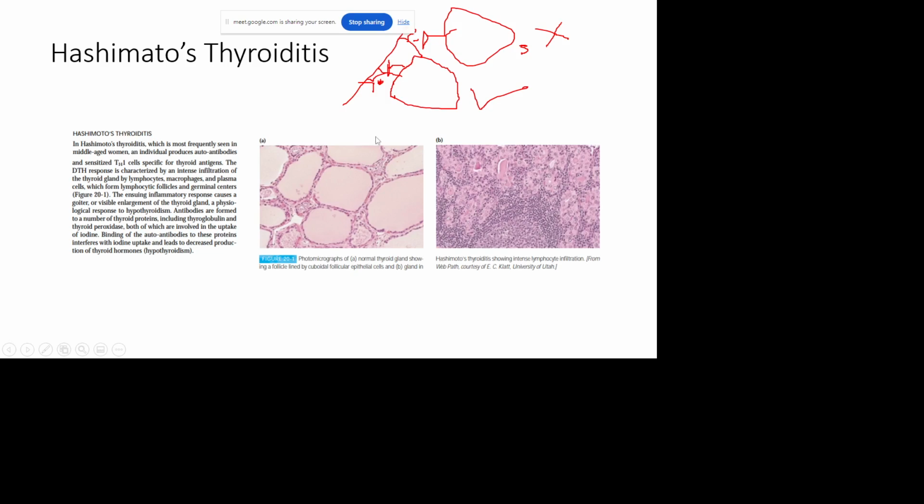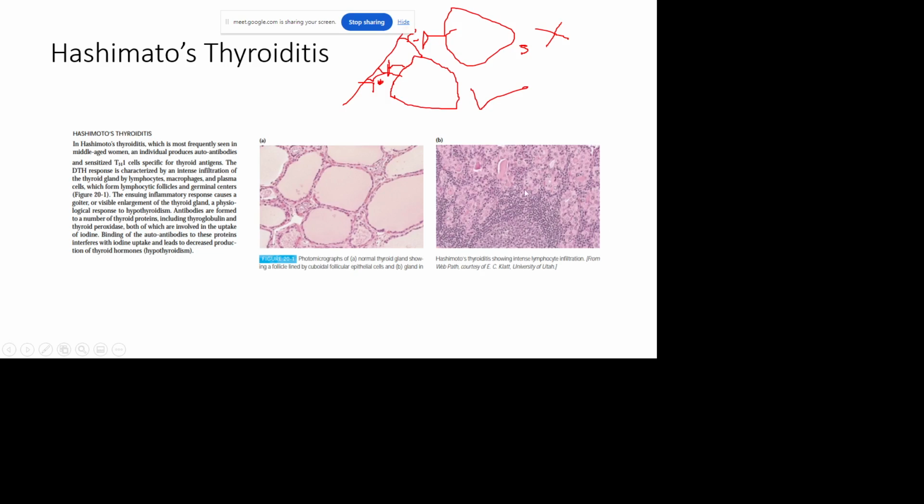Here in these two micrographs of the thyroid gland, if you focus properly, the left one is the normal thyroid gland, showing follicles lined by cuboidal follicular epithelial cells, right? But when you take the same sample of thyroid gland from a patient suffering from Hashimoto's thyroiditis, then you can see there is intense lymphocyte infiltration. So here the thyroid gland is infiltrated with lymphocytes.